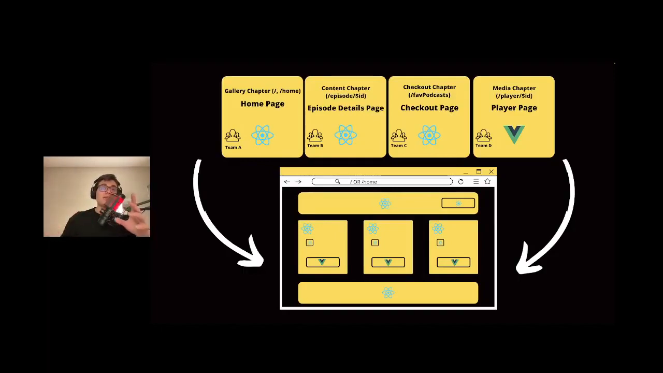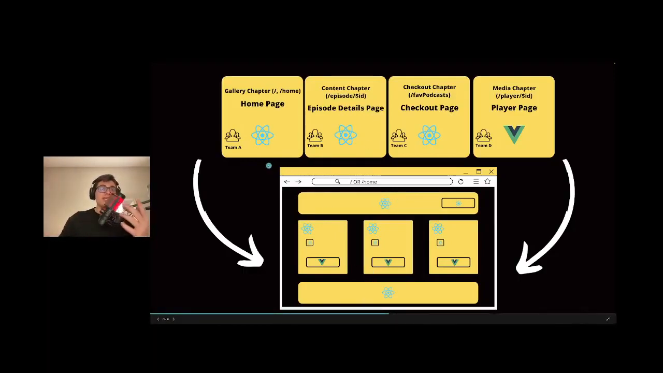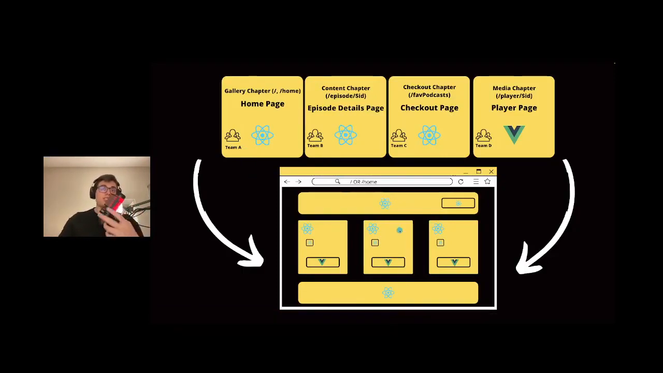You can split. We have the header, we have the footer, and let's say team A is in charge of that. Team B is in charge of the episode's details. The checkout page, that is team C. The player part is team D, and that is built on Vue.js, if you will, right?